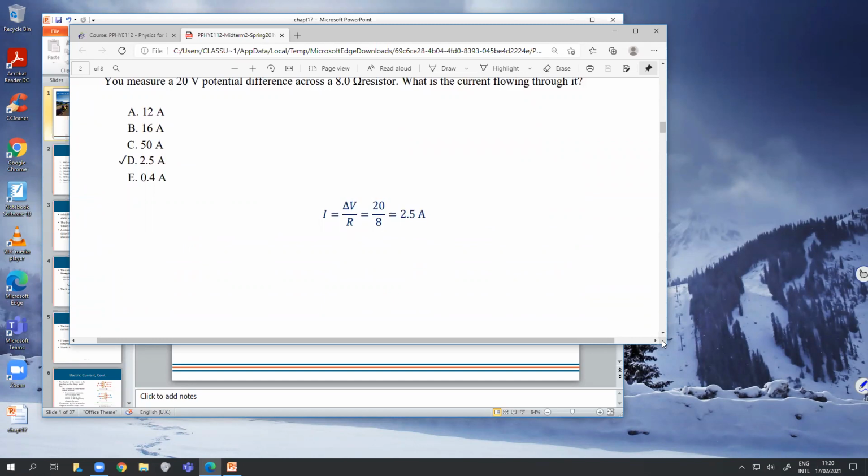Again, an easy question, just a direct question on the definition of Ohm's law, the definition of resistance. You measure a 20 volt potential difference across an 8 ohm resistor. What's the current? There it is. Just substitute. Easiest question ever. Next.